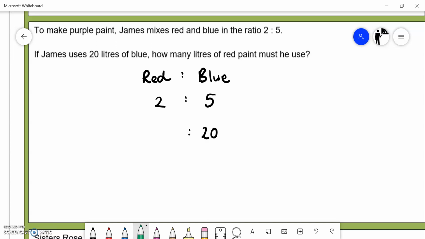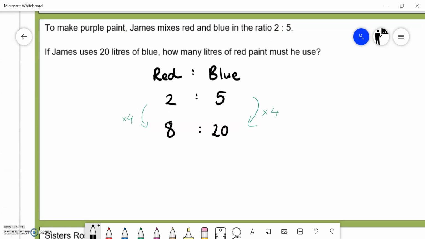We just need to look for the multiplicative relationship. So to get from here to here, we're going to multiply by 4. Therefore, I need to multiply this also by 4. 2 times 4 is 8. So how many litres of red paint must he use? James must use 8 litres of red paint.